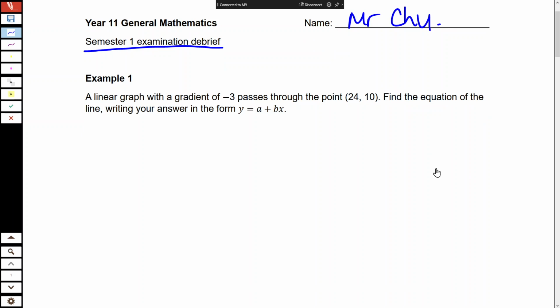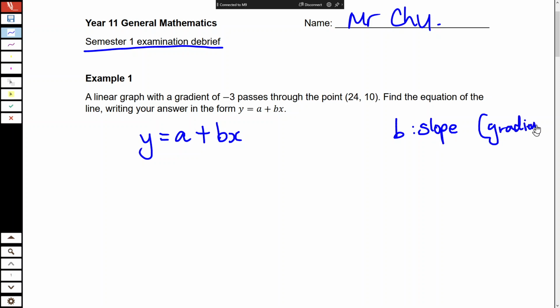This is like the second part of the second question on the first page. So you started off by finding the gradients, and then you had to use that gradient to find the equation of a line. So first, we are given this form y equals a plus bx, and b is the slope or gradient. If I can find the numbers a and b, then I am done with this question.